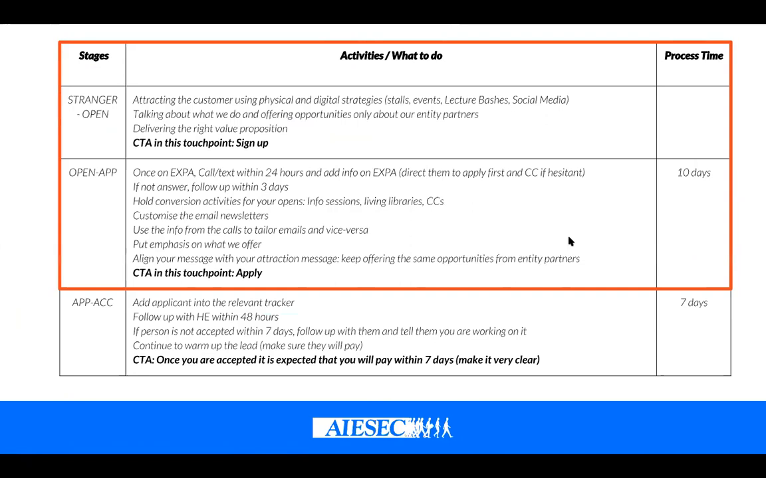So on the right, we have our process time. From open to applicant, we aim to help our customers and complete these tasks within 10 days. Because if they're really interested and keen to go on exchange, we want to help them apply, give them all the information within the first few days so they do have the time to apply. And then from applicant to accept, we aim to do this within 7 days.